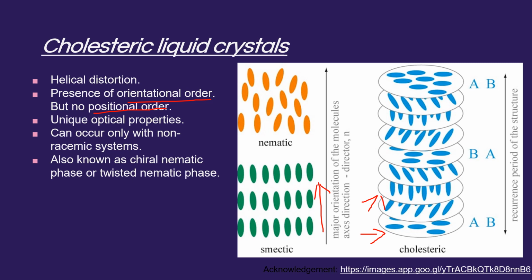And it was also observed that only non-racemic systems can form the cholesteric phase. I hope you are all aware of what a non-racemic system is. It is an unequal mixture of two types of enantiomers, again where chirality comes into play.